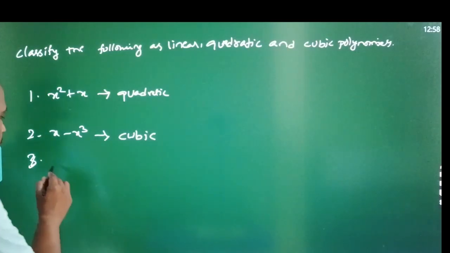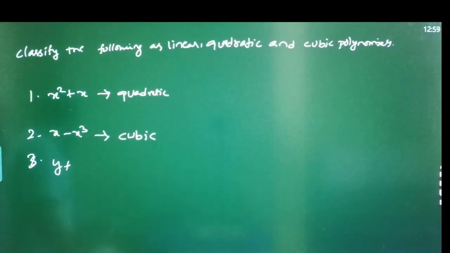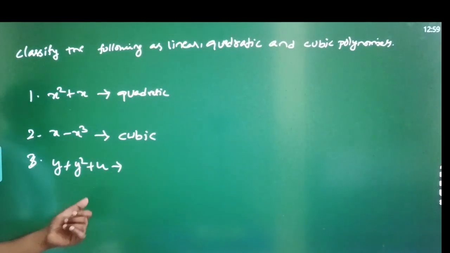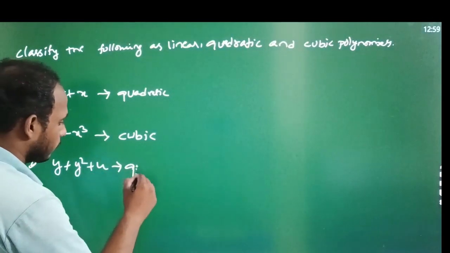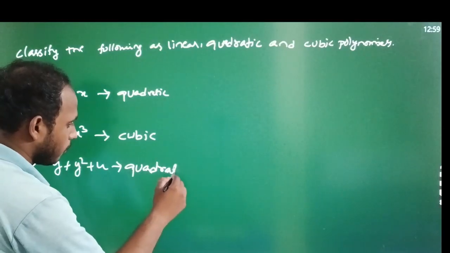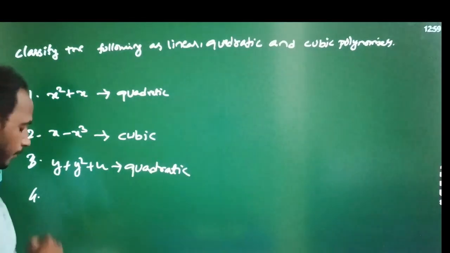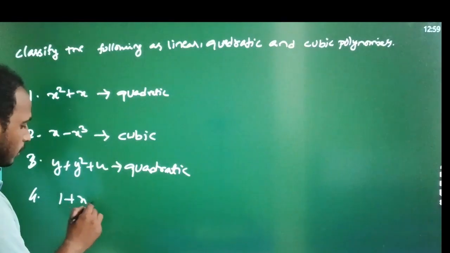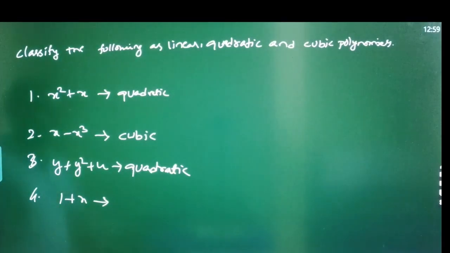Next one, y plus y square plus 4. Here degree 2, so this is quadratic. Fourth one, 1 plus x. Here the degree is 1, so this is a linear polynomial.